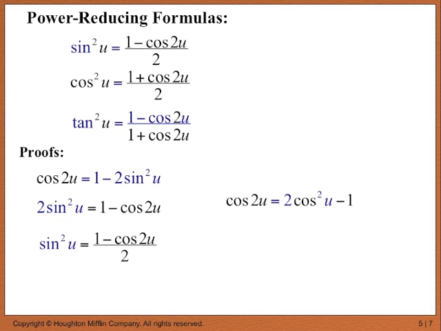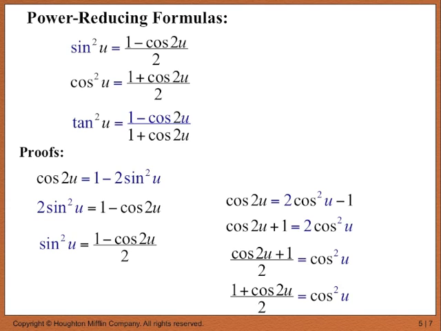Now the second power reducing formula, cosine 2u equals 2 cosine squared u minus 1. Again, that's one of the valid forms for the cosine 2u double angle formula that we already proved. Solving now for cosine squared u, we proceed with algebra 1 steps and we get cosine 2u plus 1 over 2 equals cosine squared u. So we've proven 2 of the power reducing formulas. Now look in the upper right corner and we're going to prove the third.